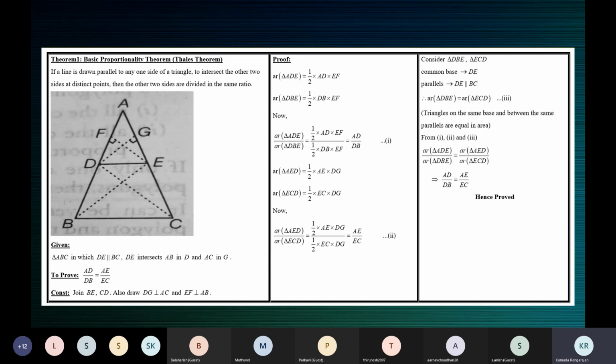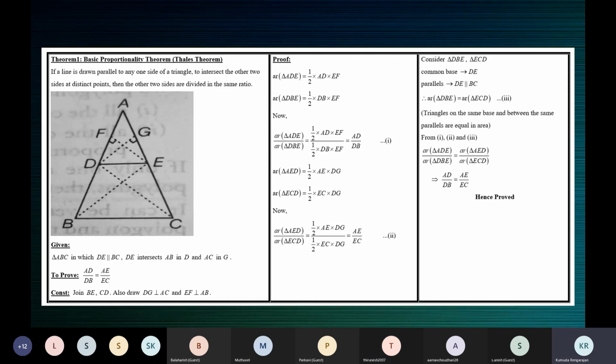So this is the proof, children. Very simple. Just remember the way the proof goes. Remember the construction. So tell me what is to be given, children? In triangle ABC, what should be given? A line inside the triangle parallel to another side. So by this figure, DE is parallel to BC.